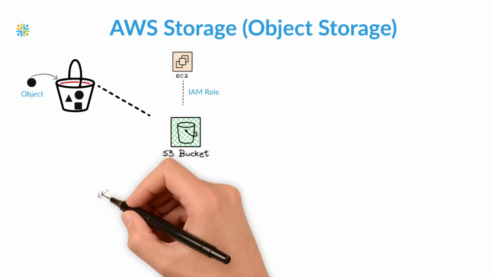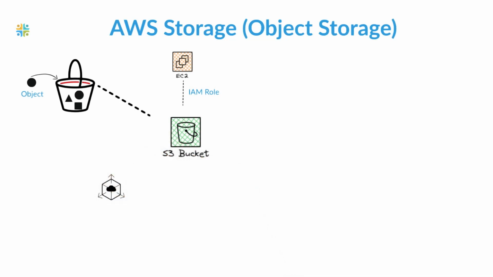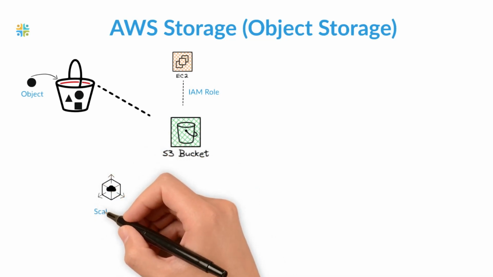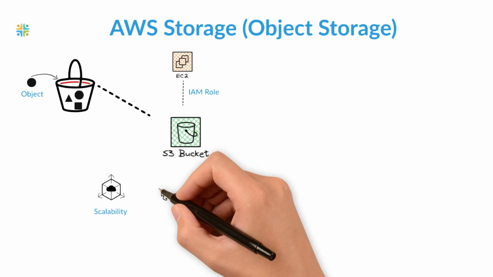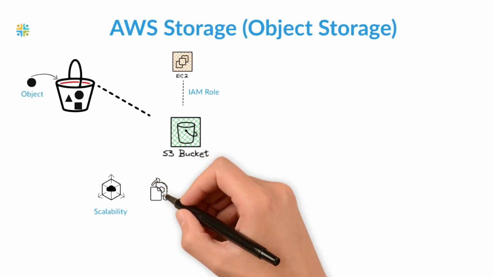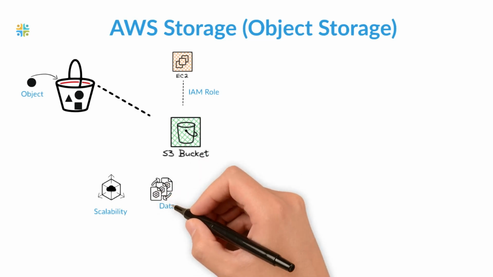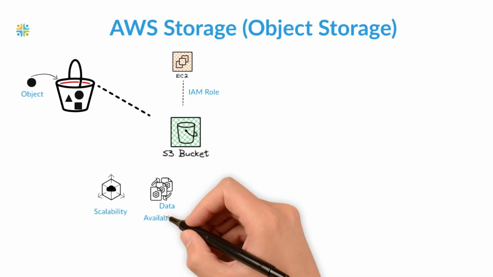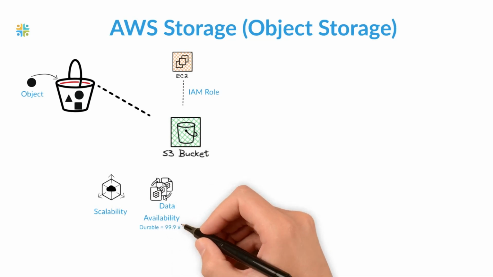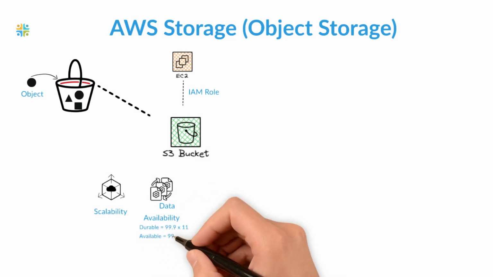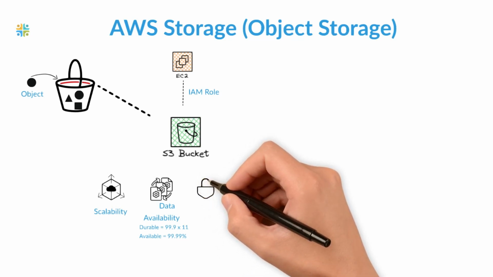S3 is highly scalable, meaning you can add a lot of data into this without any constraints. S3 has high data availability. When you load data into S3, it actually replicates your data across 3 availability zones automatically. Remember regions and availability zones? With this, S3 is able to achieve 99.999999999% durability and 99.99% availability. We will dive deeper into the meaning of those terms in the associate and professional course.